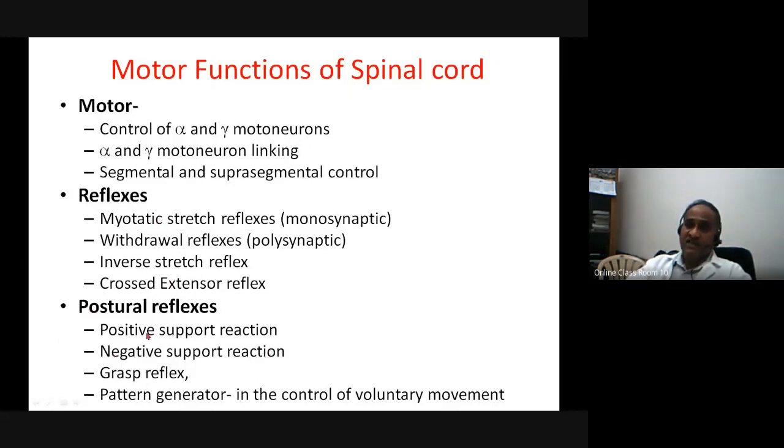The postural reflexes, the positive supporting reaction, negative supporting reaction, and the grasp response or reflex, are all posture related. So they make a structure rigid or loose, giving way or holding on to objects. And then we have a basic pattern generator located in the spinal cord, wherein in the movement of locomotion, the flexion and extension, the agonist and antagonist groups of muscles interact together so that we can have walking or a gait. So these are the reflexes.